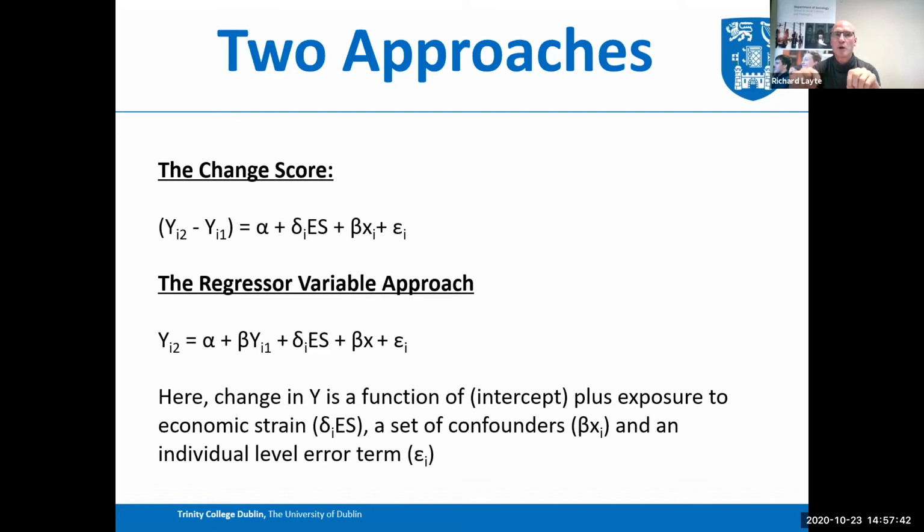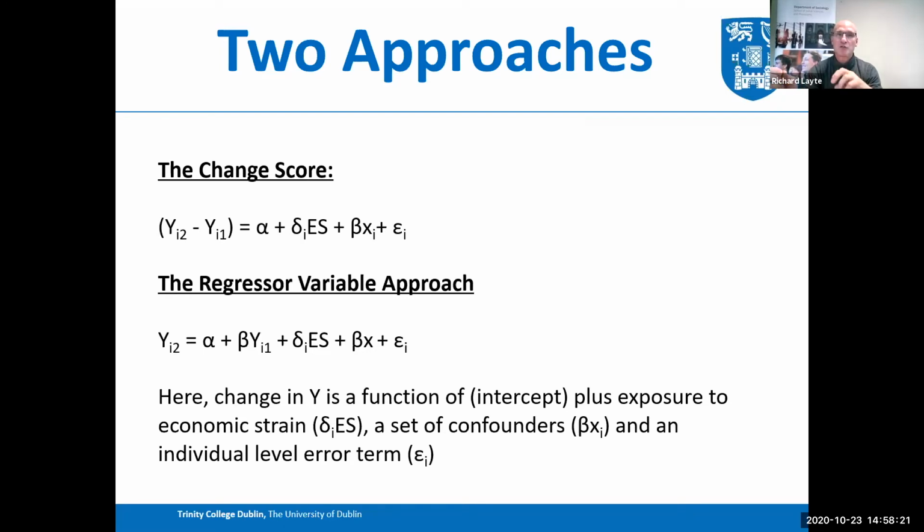So here we'd be predicting the change, that's why it's called a change score, over time. We'd have the intercept alpha, we'd have our coefficient, the delta there, for economic strain. We'd have a set of other predictor variables, which are going to be our control variables, plus an individual level error. So that will be the change score approach, and that's going to give you an estimate of the relationship between change in economic strain and change in the dependent variable, SDQ.